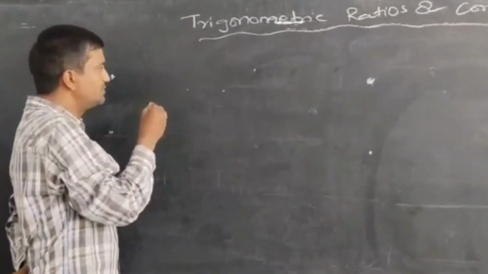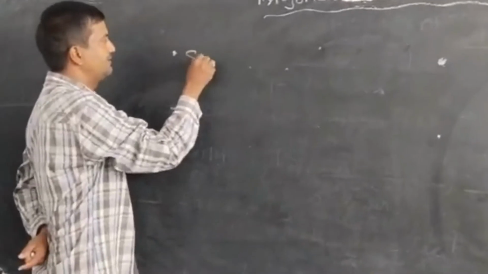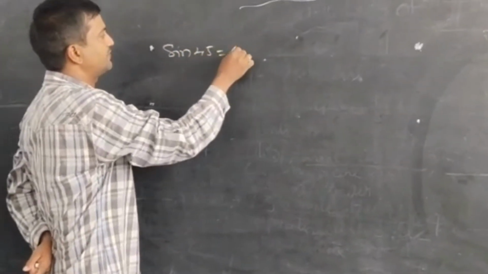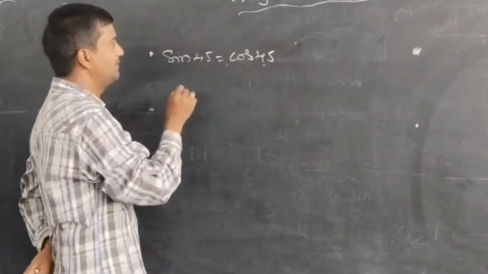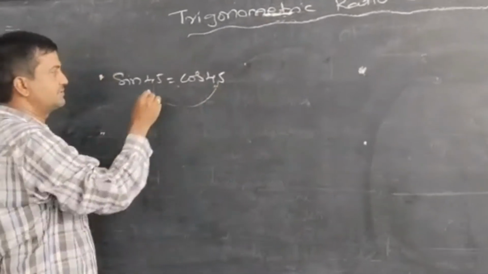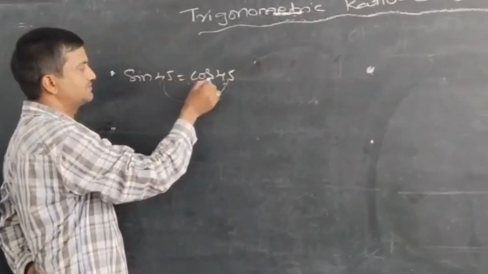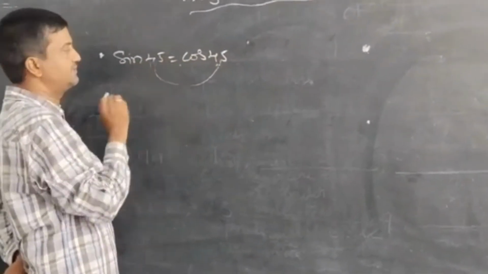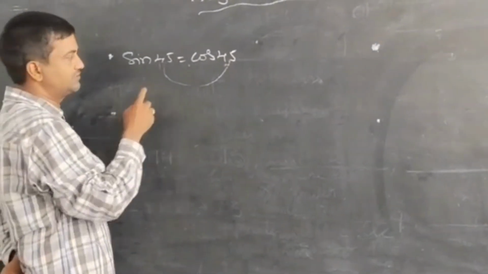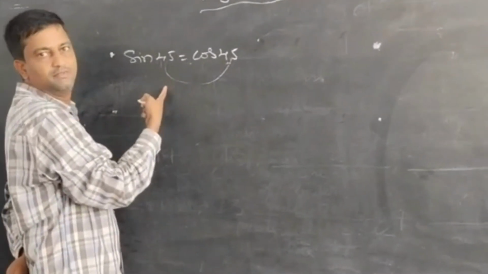See, using the complementary law, we can write sin 45 is equal to cos 45. Sin and cos are complementary, the sum equals 90. 45 plus 45 is equal to 90. That's why sin 45 is equal to cos 45. Using the trigonometry table, you can verify.